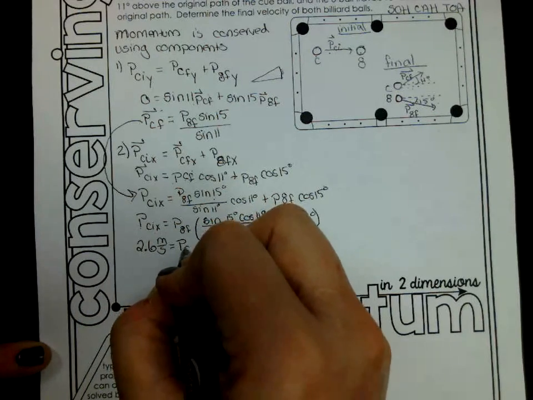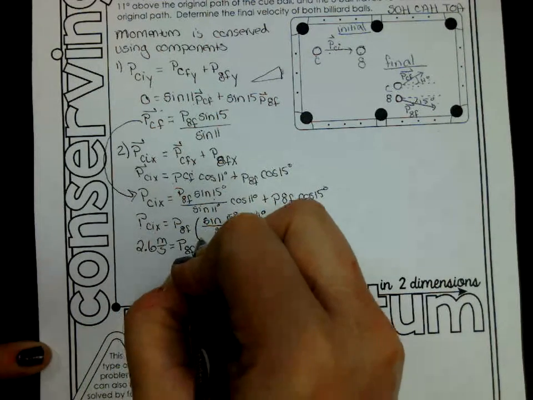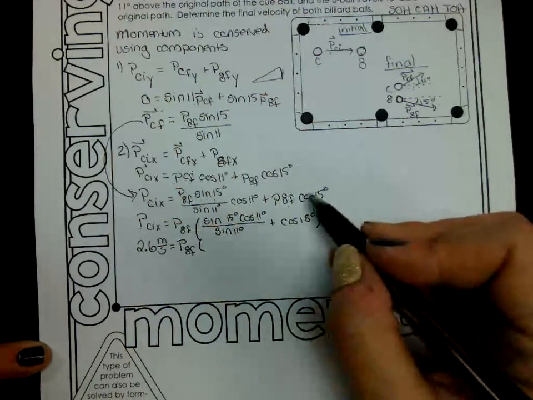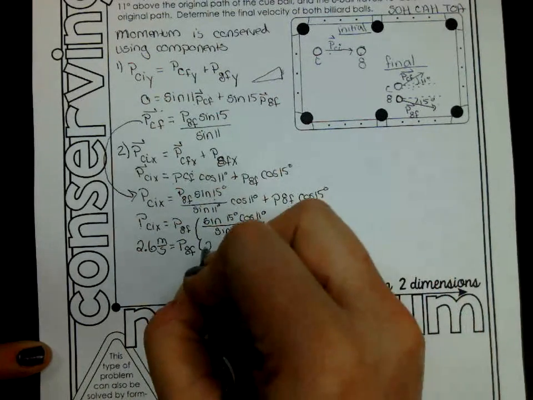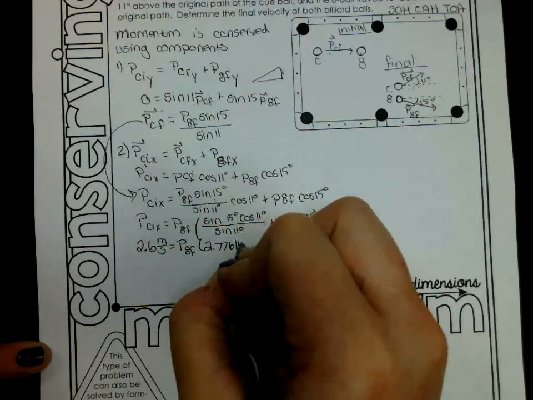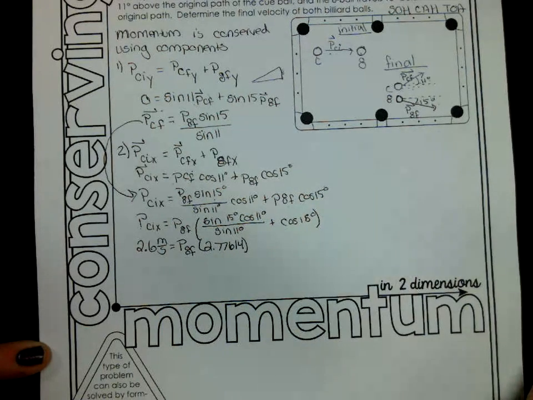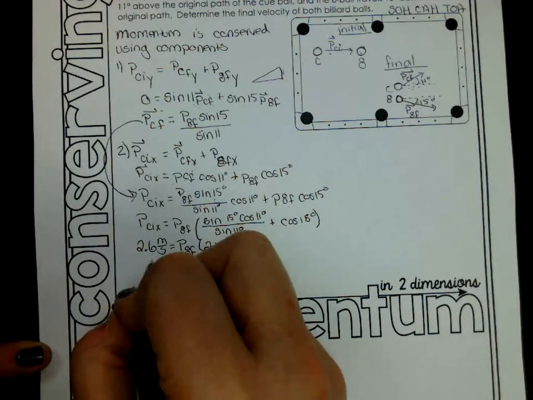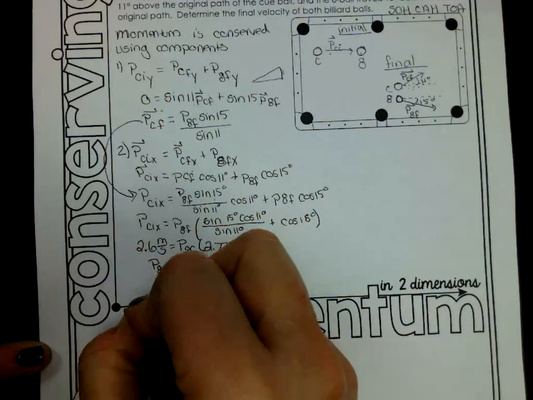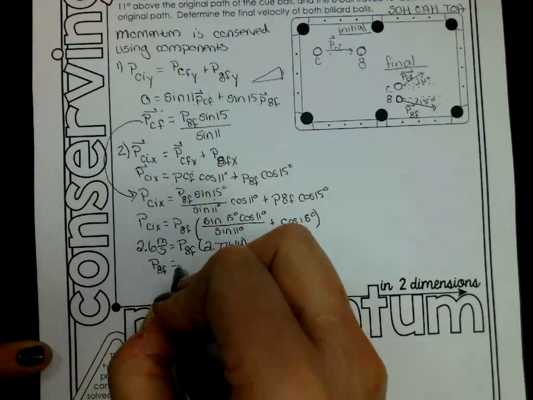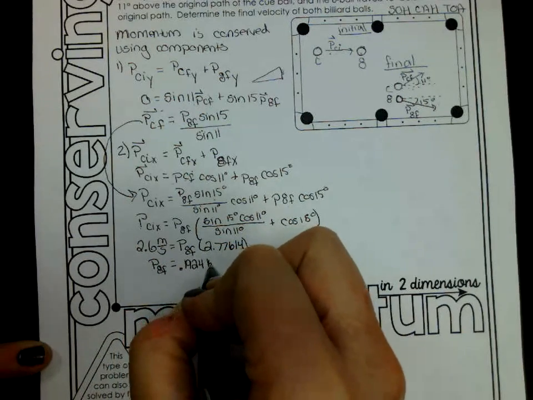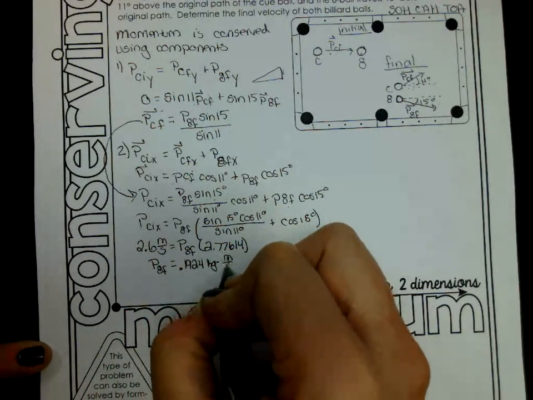Equals momentum of the 8-ball final times... This comes out to be 2.77614. The momentum of the 8-ball final is going to calculate to be 0.1924 kilograms times meter per second.